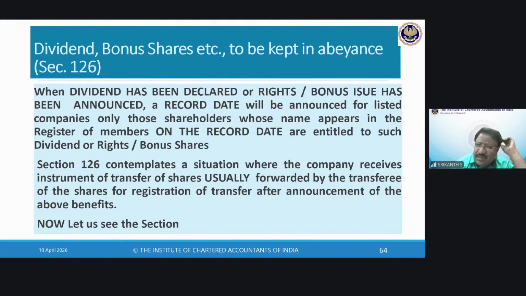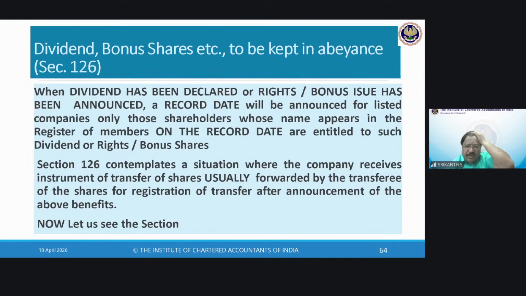Okay. But section 126, which I'm going to now see, contemplates a situation where the company receives an instrument of transfer of shares, usually forwarded by the transferee of the shares for registration after announcement of the benefits. See, there could be a situation where you got the shares, but you got it ex-div. Now you are entitled to the dividend, or because, sorry, you have got it cum div, which means that you are entitled to the dividend because you paid the dividend to him, but the transaction was not reported. It was reported after the record date, but you paid him. So you are entitled. So there's some dispute about the dividend.